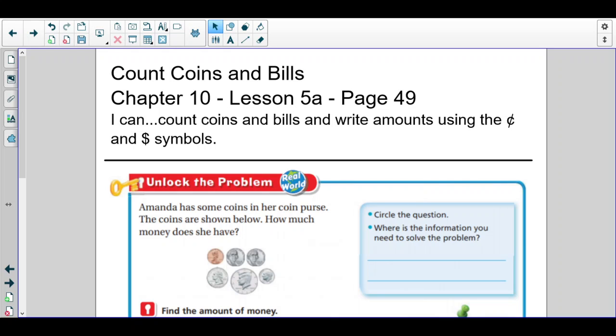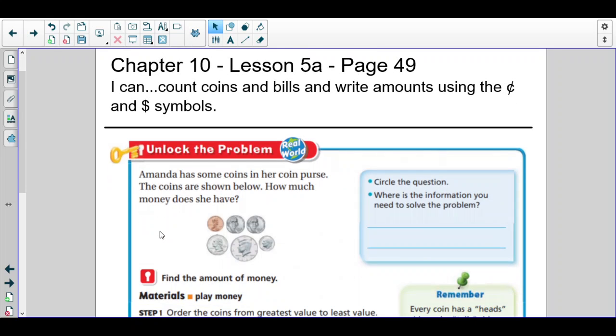Hey, let's talk money. If you'd be so kind as to turn in your purple Indiana Success book to page 49, we're going to be looking at Chapter 10, Lesson 5A, Count Coins and Bills. And there at the top, you can see that I can count coins and bills and write amounts using the cent sign and the dollar sign or symbols. So let's take a look here real quick.